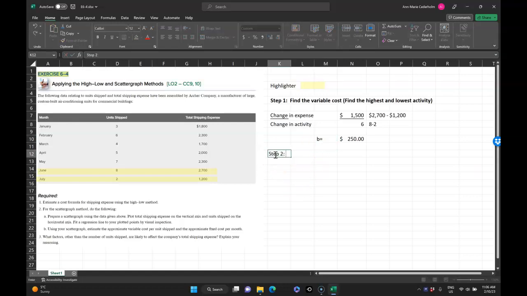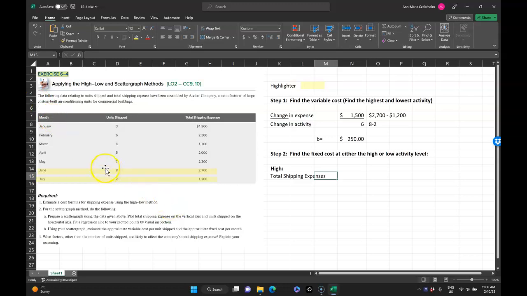In step 2, we're just going to find the fixed cost at either the high or low activity level. And I'm just going to show you how to do it both ways. You only need to do it one way because remember, the definition of a fixed cost means that it doesn't change even when activity goes up and down. So that's why we can do this at both levels. Okay, let's start with the high level. My total shipping expenses at a level of 8, that's high, is 2,700.